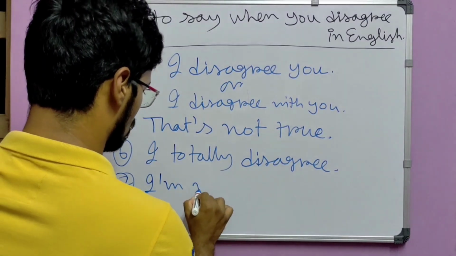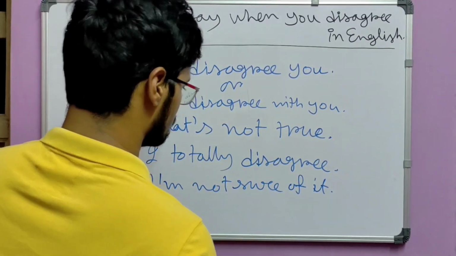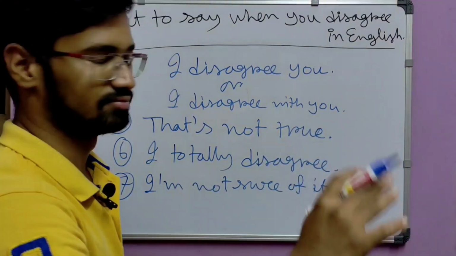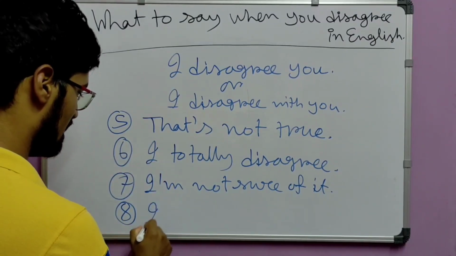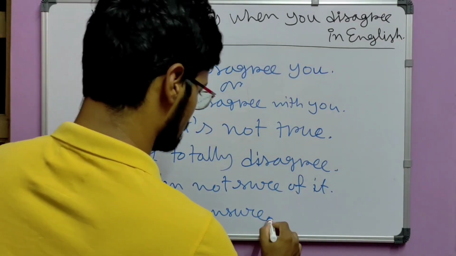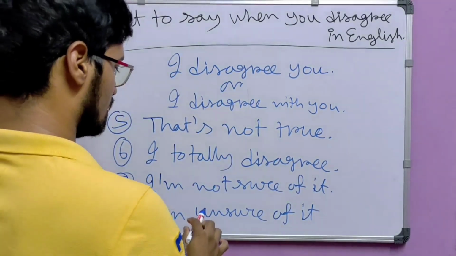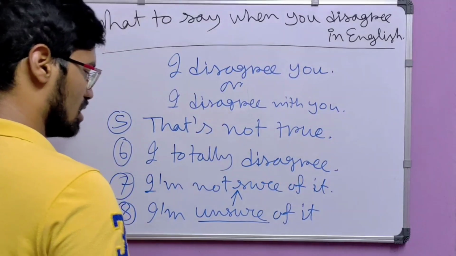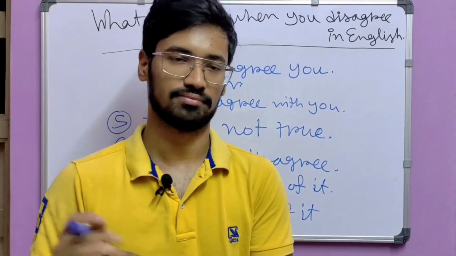Seventh one you can use, I am not sure of it. I am not sure of it. Okay, that means you disagree. Eighth way, you can say I am unsure of it. Of it sounds better. Okay, so I am unsure of it. Unsure means not sure. So you can simply say I am unsure of it. That means you disagree with something.